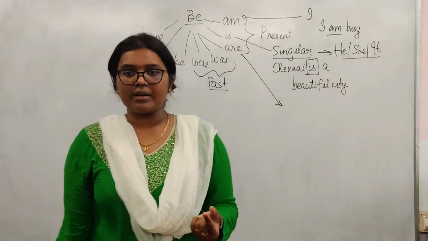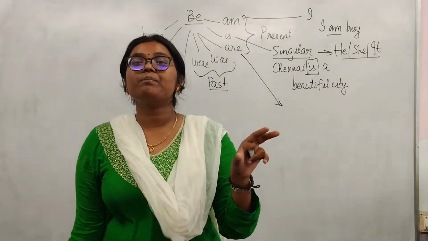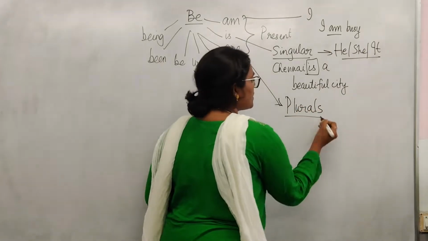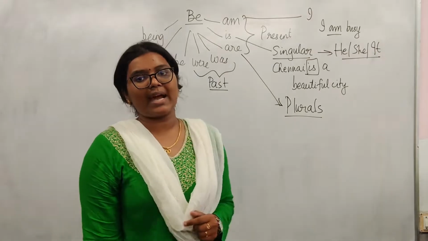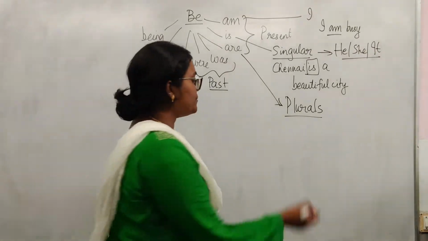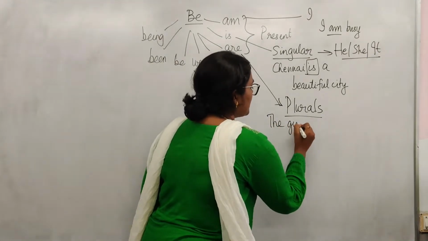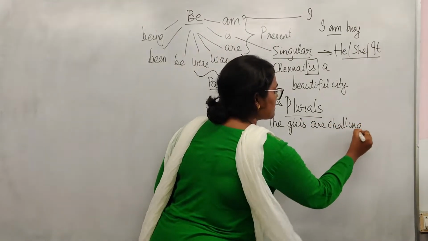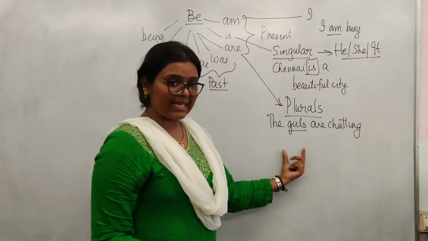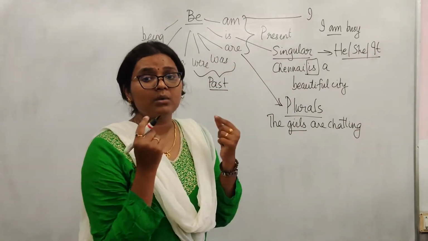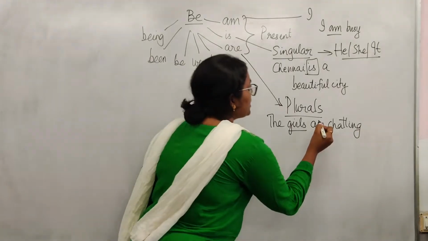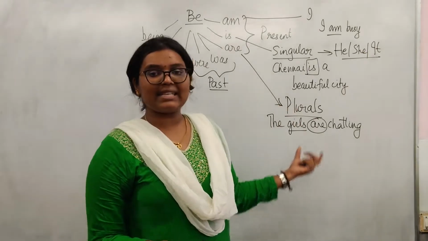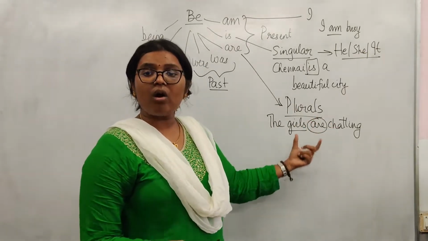Alright? The next is are. Where do we use are? Are is generally used in the plural form. With all plurals, we always use are as the verb. For example, the girls are chatting. So, when we say girls, which is plural, we're talking about not one girl but many girls, we use are as the verb in the present tense.